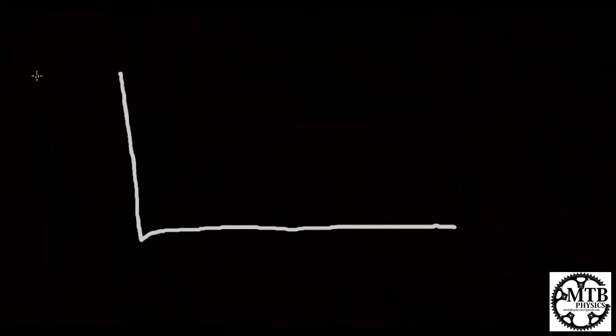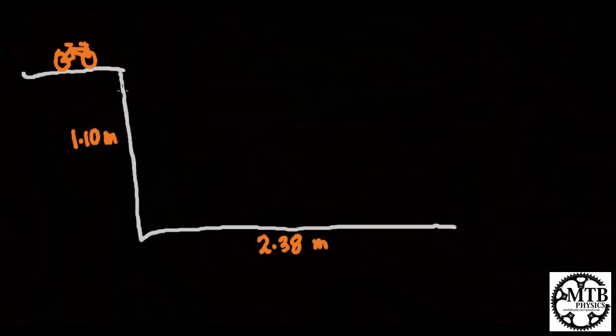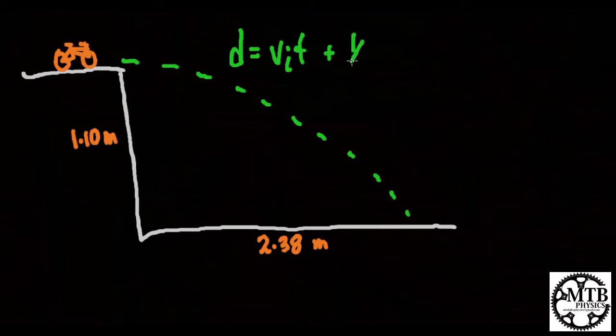Here's our solution. The bike is going to be 1.10 meters above the lower surface. And the bike is going to be projected off this ledge and cover a horizontal distance of 2.38 meters. We're going to go ahead and use a constant acceleration equation, and we're going to solve this problem one direction at a time. We'll actually start with the y coordinate first.